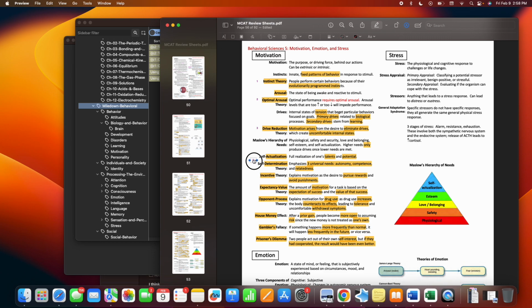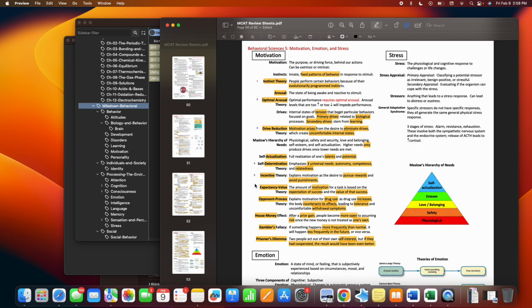Then we have self-determination. Wait, that was four. This is the fourth theory, the self-determination theory. So you have three universal needs. You want to feel related to your tribe. You want to provide value, like be competent and be autonomous.